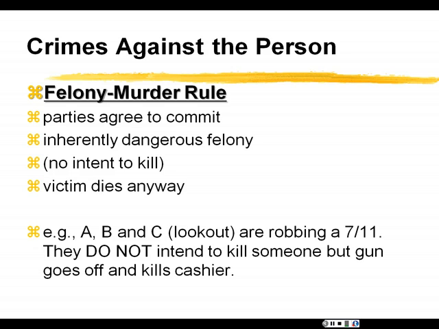Let's say instead of A or B having the gun go off accidentally, the police arrive, and they go to shoot A or B who have a gun. C is still lookout in the car. The police miss A or B, and the police kill the cashier. Guess what? A, B, and C will all still be liable for that death of the cashier, because what they did, they're involved in something that was reasonably inherently dangerous activity. It's quite likely that someone could get killed in that type of situation, so they would be held liable under that theory, felony murder rule.